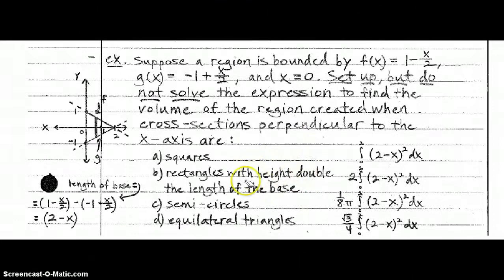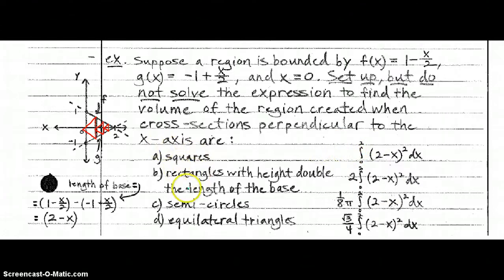So if I were to draw equilateral triangles where my base is here, then I would have my other two sides of the triangle with the same length as the base coming out, and all of them combined would make that rigid figure. So the volume would be square root of 3/4 out front times the integral from 0 to 2 of my base squared dx.